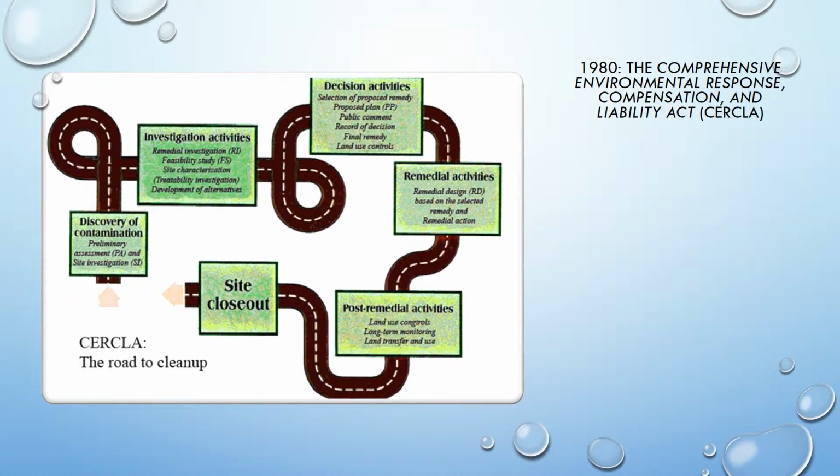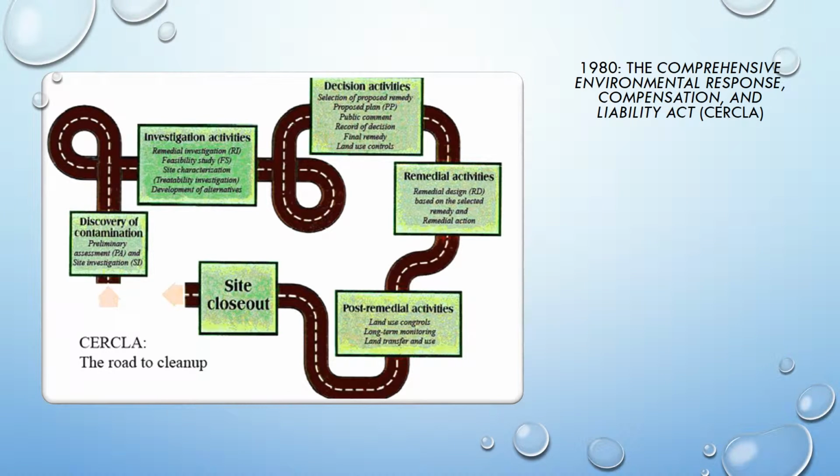So they created the Comprehensive Environmental Response Compensation and Liability Act, or CERCLA, which is also referred to as Superfund, and it imposed a tax on petroleum and chemical industries. And then, as you can see through this map, it created federal oversight to respond directly to the release or threatened release of hazardous materials that would either harm the public health and the environment or threaten the harm of public health or the environment. So through CERCLA, they started with the discovery of contamination to site closeout.